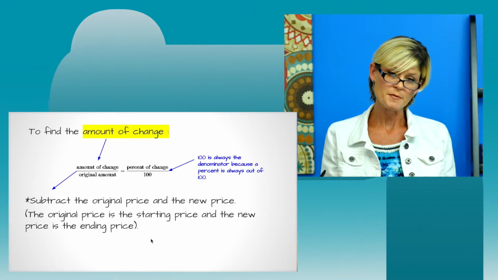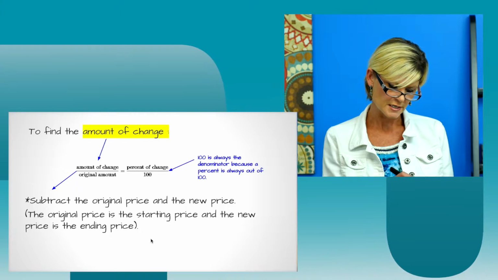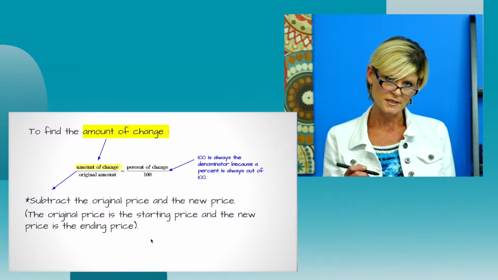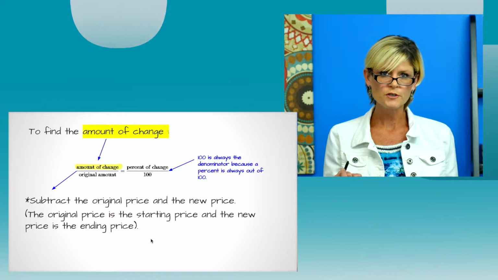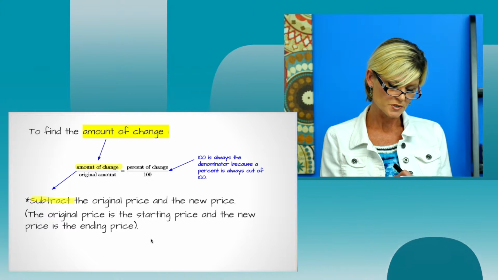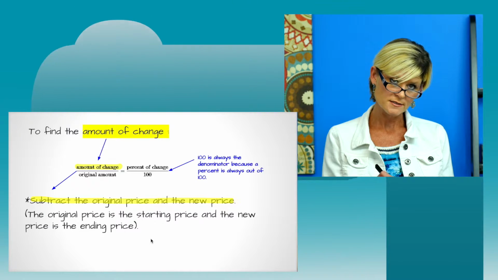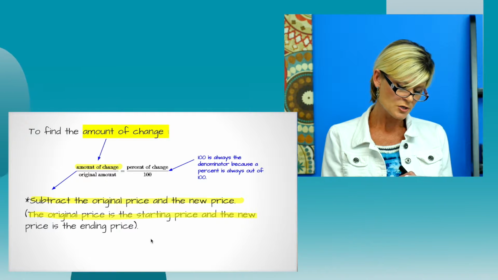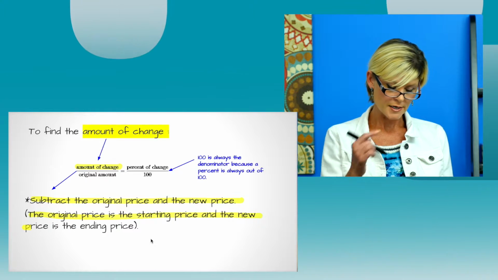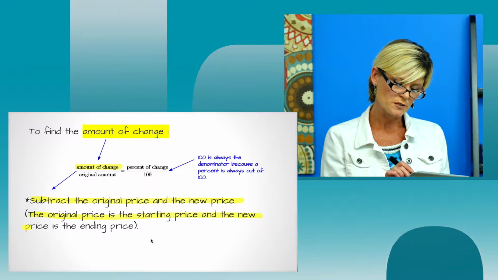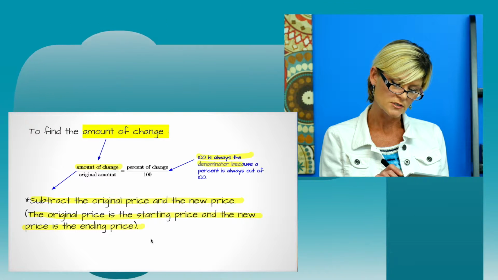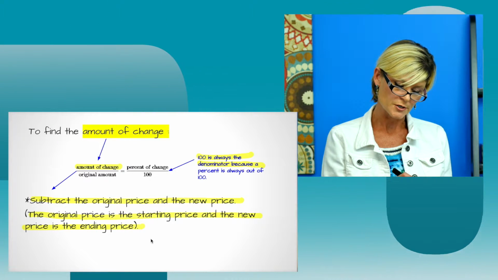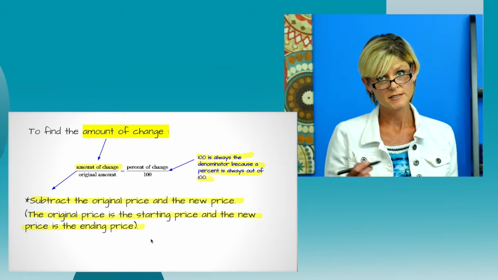Now let's talk about the amount of change. What exactly does that mean, and how do we find it in this proportion? Well, if we're looking for the amount of change, all we do is subtract the original price and the new price. The original price is the starting price, and the new price is the ending price. And over here, I just made a little blue note for you that says 100 is always the denominator because a percent is always out of 100.